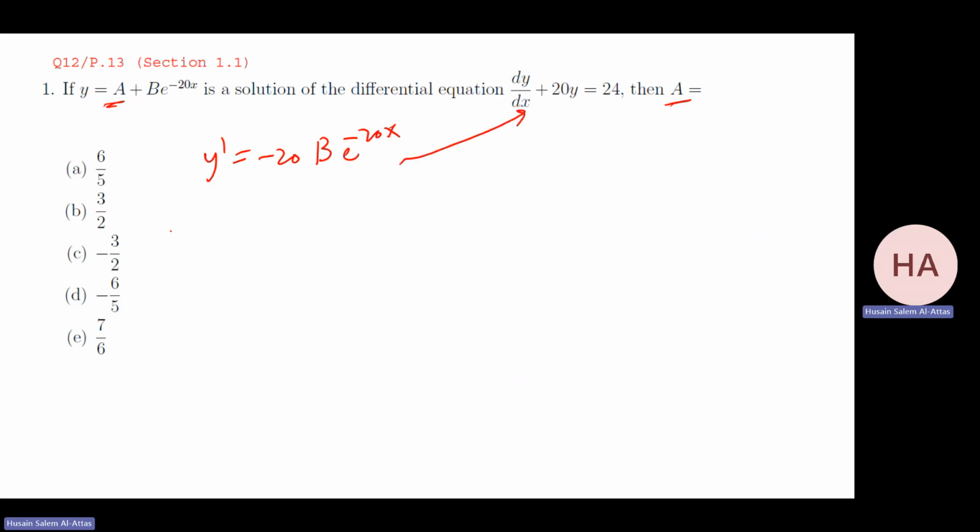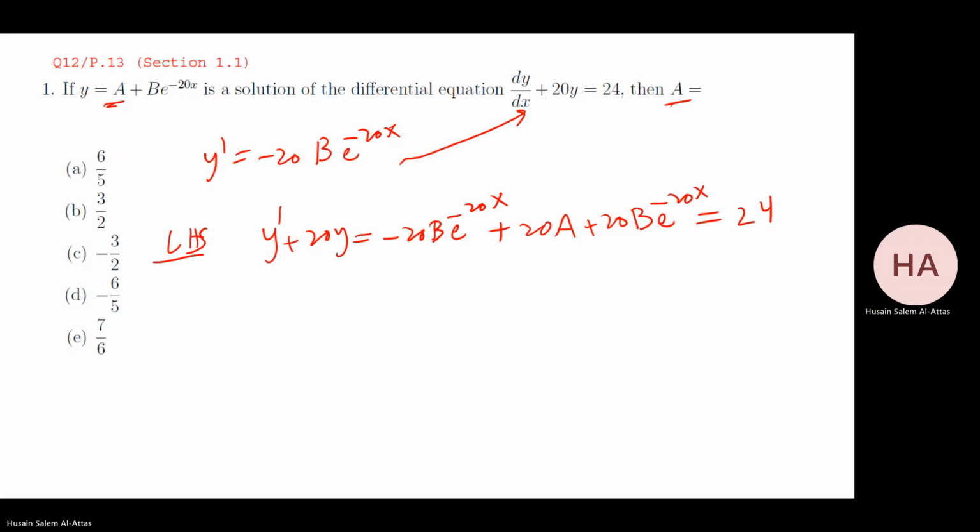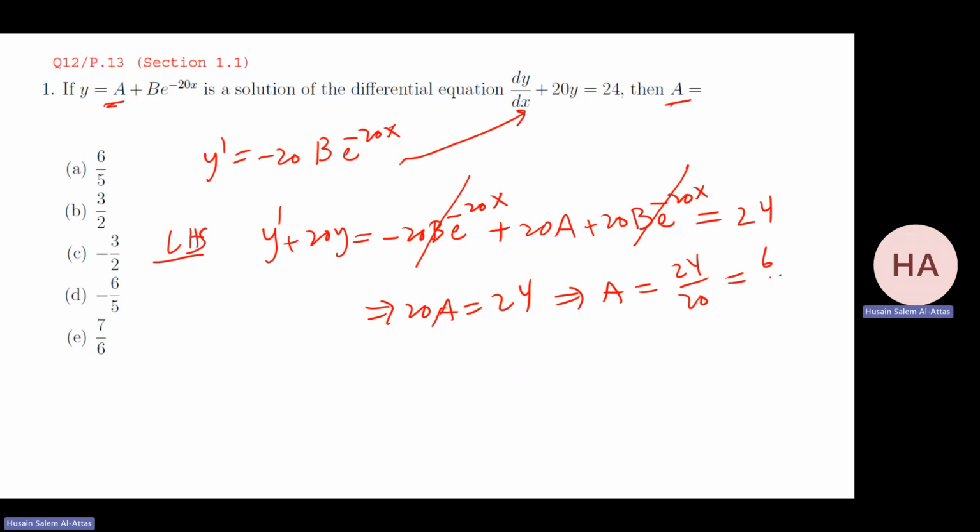Substituted there. I have left-hand side, which is y prime plus 20y. That will be what? Minus 20b is minus 20x plus 20 times this, 20a plus 20b is minus 20x. All of that should be equal to 24. So this is cancelled. So 20a equals 24. So a is 24 over 20, divided by 4, I have 6 over 5.